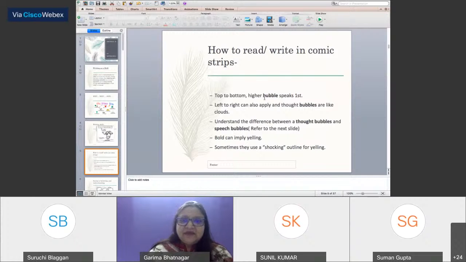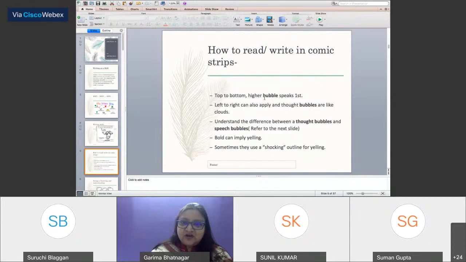If you remember, in our grammar session I talked about question number 6, which has a cartoon or comic strip. And I'm sorry, I was not able to show you the comic strip because of the technology problem. But I told you it is a comic strip about Supandi. Now, if there are different bubbles, the students must know that the higher bubble speaks first.